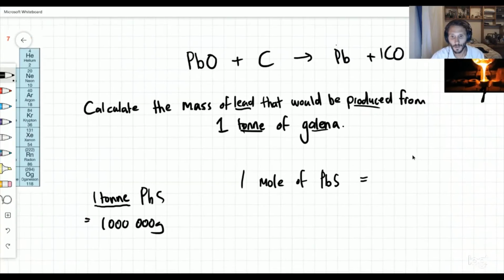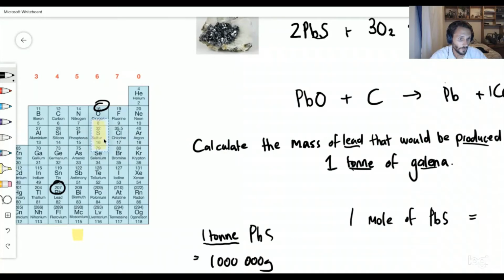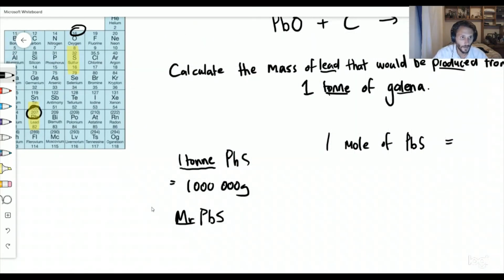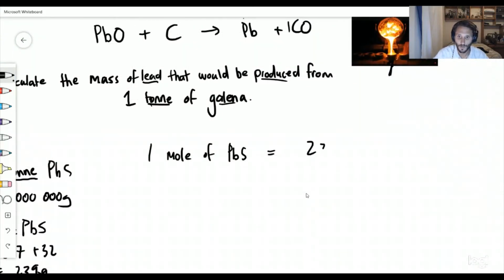So you have to ask yourself, what does 1 mole of lead sulfide weigh? Well, we need the relative formula mass of lead sulfide, and we need our periodic table. Let's have a look. I was supposed to highlight lead. Where's lead? There it is. So 207 plus 32 is going to give me my mass, and I think you can crunch that. That's 239 grams. So 1 mole of galena weighs 239 grams.